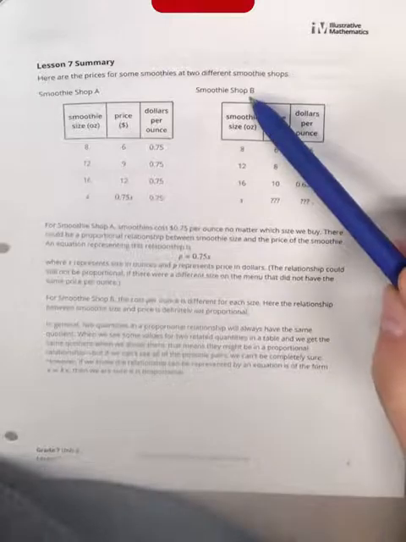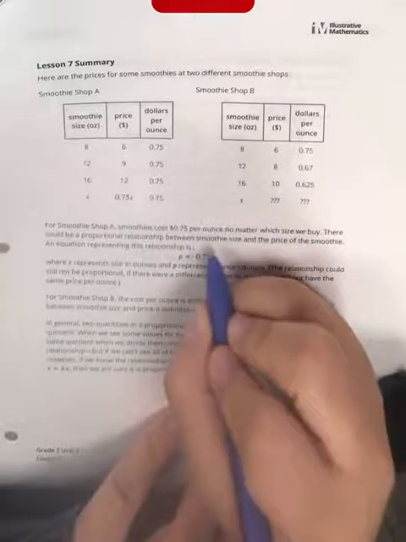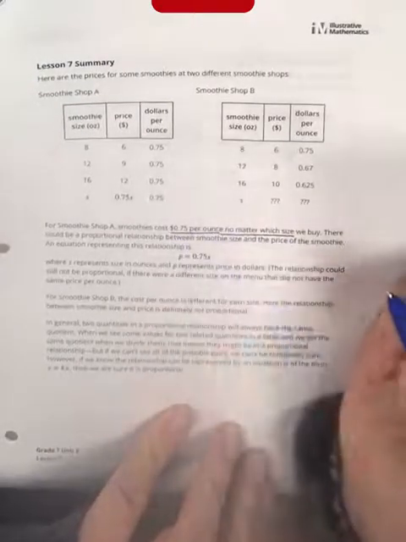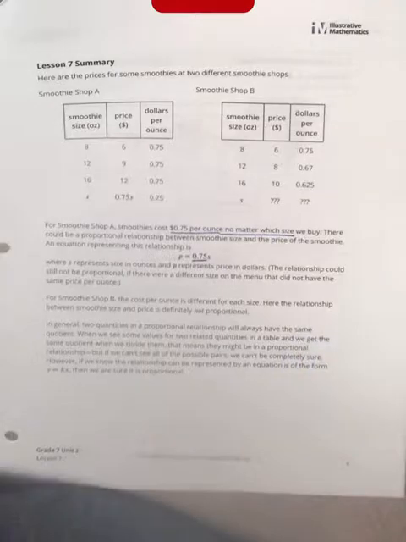So if we were shopping, if we wanted to purchase the smoothie, would we prefer to, as an individual, purchase it at Smoothie Shop B or Smoothie Shop A? We'd want to go to Smoothie Shop B because we're saving money. But which one is the proportional relationship? It would be Smoothie Shop A because no matter which size, they're charging 75 cents per ounce. Therefore, that is our proportional relationship, and this would be our given equation for that relationship.